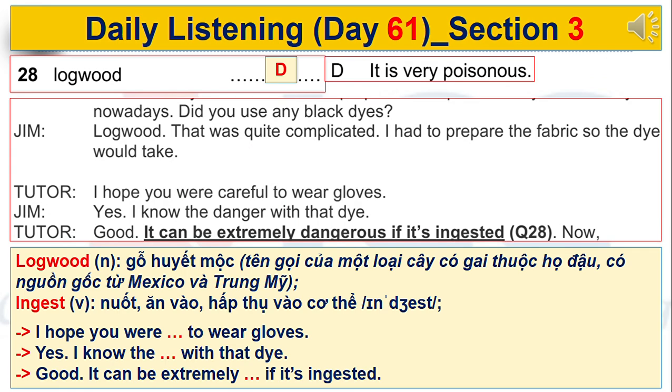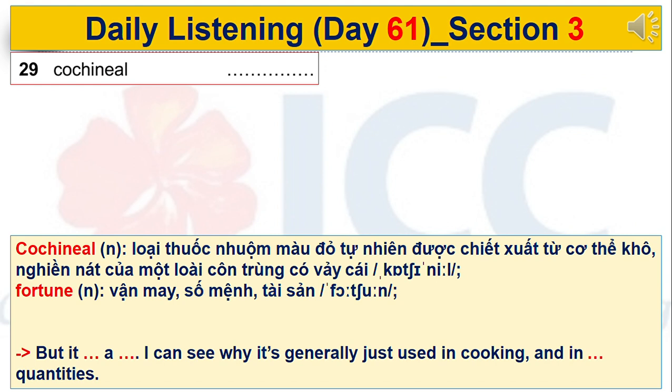Now, presumably you had a look at an insect-based dye, like cochineal, for example. Yes, I didn't actually make that. I didn't have time to start crushing up insects to get the red colour, and anyway, they're not available here. But I managed to get the dye quite easily from a website, but it cost a fortune. I can see why it's generally just used in cooking and in small quantities. Yes, it's very effective, but that's precisely why it's not used as a dye.